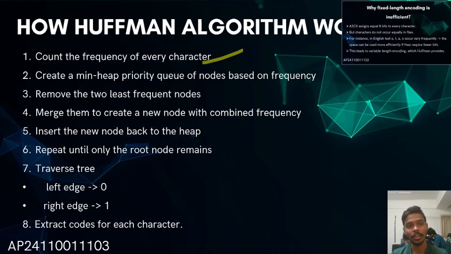Now, the conclusion of the algorithm. Huffman algorithm is a smart and elegant algorithm that compresses data by assigning shorter codes to frequent characters and longer codes to infrequent ones. This results in optimal prefix compression that saves storage space and speeds up data transmission.